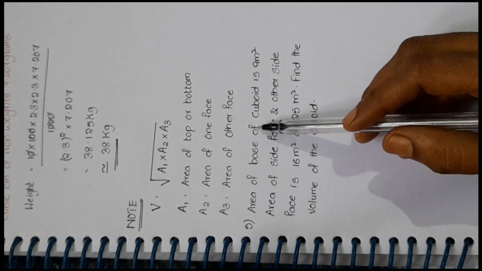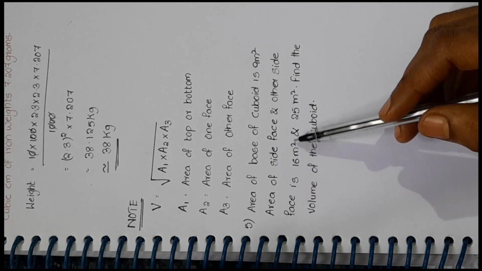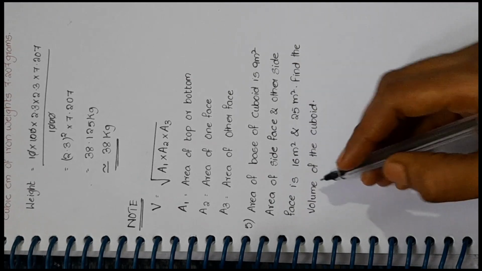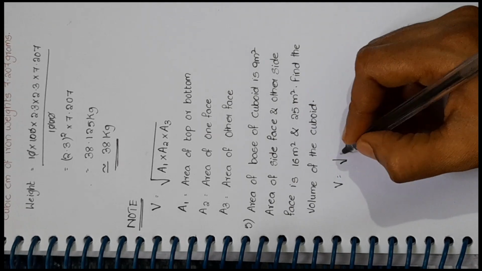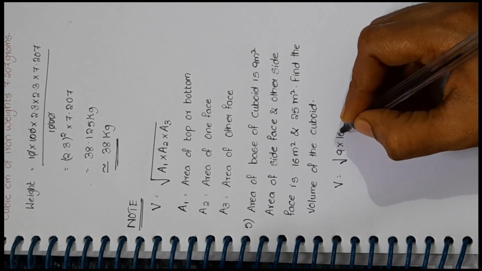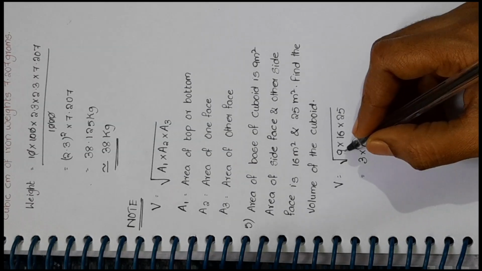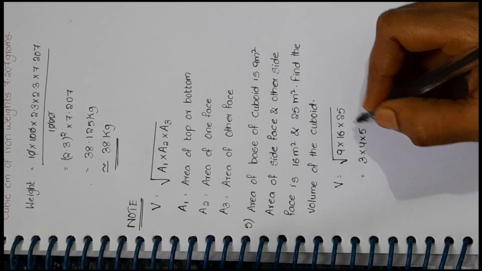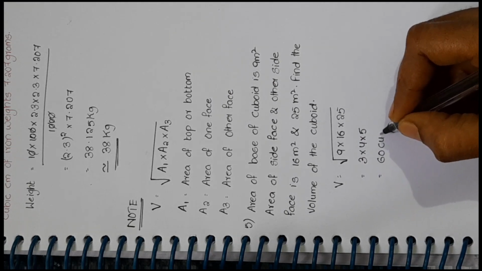Fifth question, area of base of a cuboid is 9 meters square. Area of the side face and the other side face is 16 meters square and 25 meters square. Find the volume of the cuboid. Volume is equal to root of A1, A2, A3. A1 is 9, A2 is 16 and A3 is 25. Root of 9 is 3, root of 16 is 4 and root of 25 is 5. On multiplication we get 60 cubic meter.